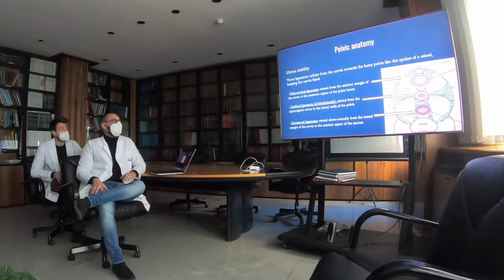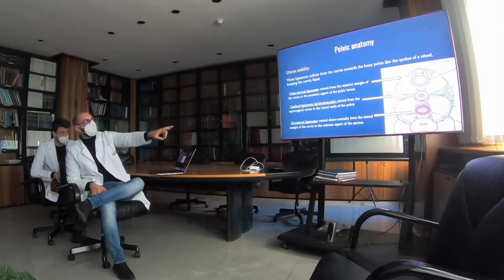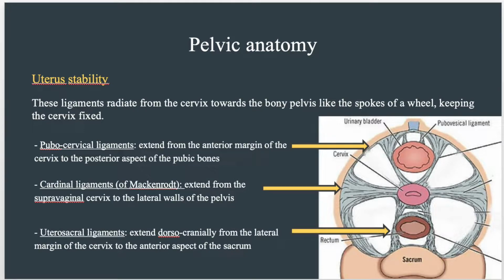And lastly, we have the means of stability of the cervix, which are arranged mimicking, as you can see, the spokes of a wheel. Anteriorly, we have the pubocervical ligaments, which extend from the anterolateral aspects of the cervix, terminating in the posterior aspect of the pubic symphysis.